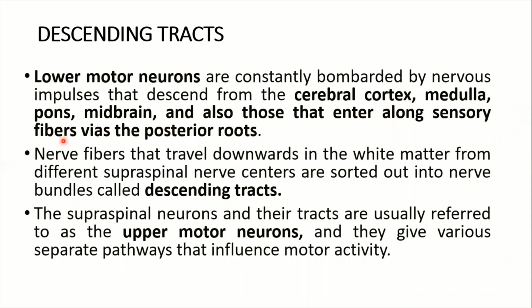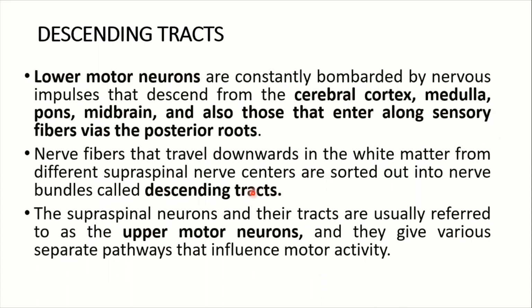Nerve fibers that travel downwards in the white matter from different supraspinal nerve centers are sorted out into nerve bundles called descending tracts. And this is our next topic. And today I have to introduce basically upper motor neurons, lower motor neurons, and the descending tracts, and the three neurons involved in this: first order, second order, the third order. That is the mainstay of today's lecture.